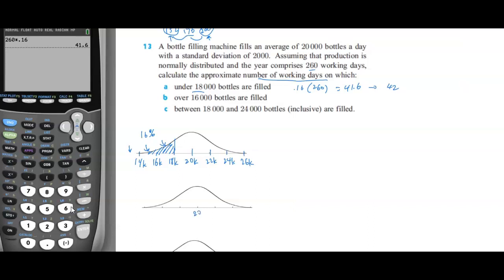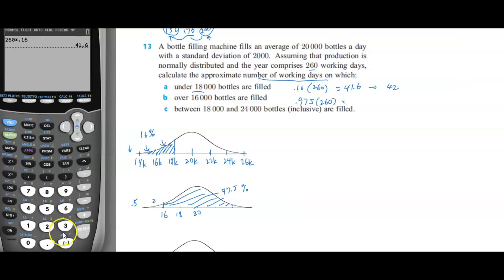What about how many number of working days are over 16,000 bottles filled? And remember, if the middle is 20, then 16,000 bottles would be here. Over 16,000 bottles, so it would be all this. So the only thing that's not included is the 2% and the 0.5% that are to the left. So wouldn't that be 97.5%? So 97.5%, the decimal will be 0.975 times 260.